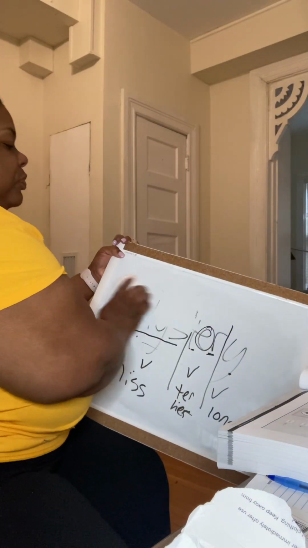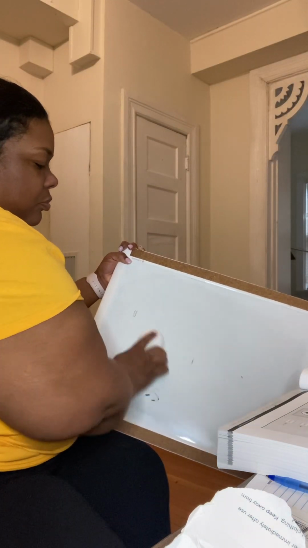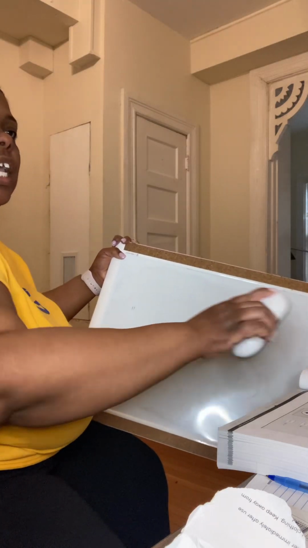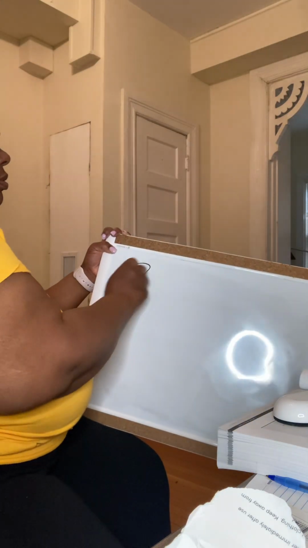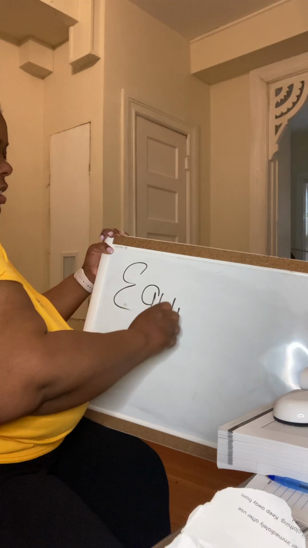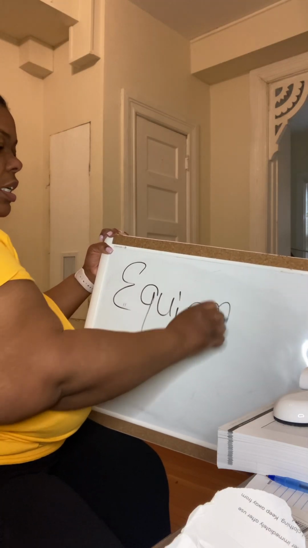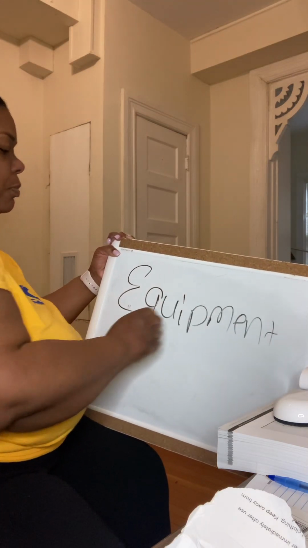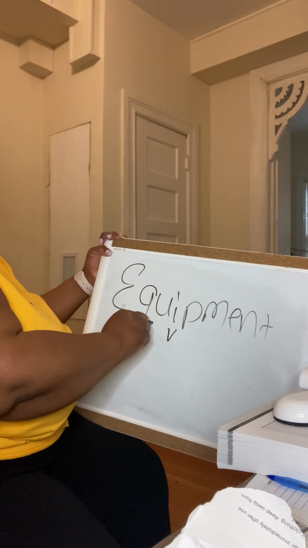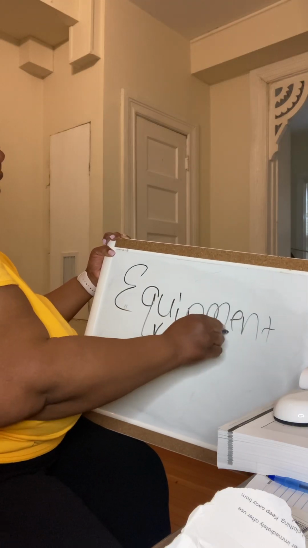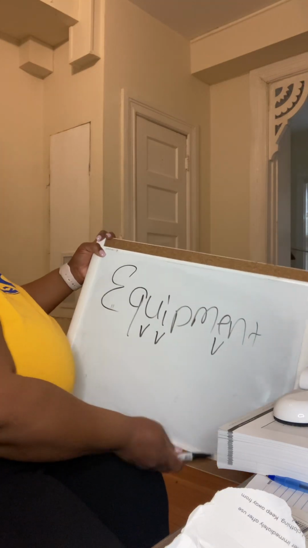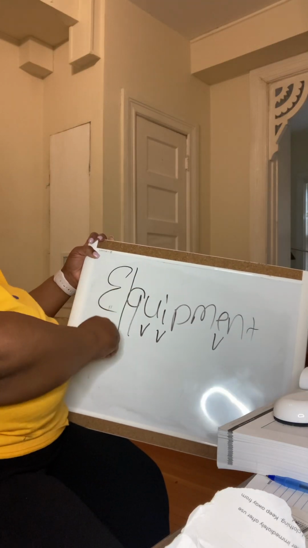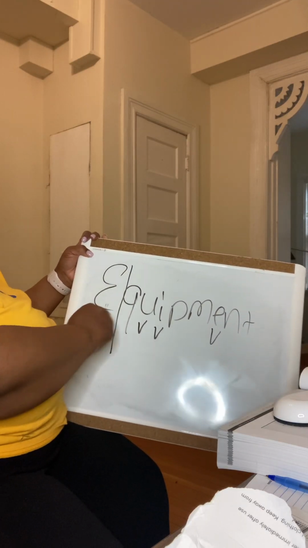Next up is equipment. All right, let's split this up. Let's see, you got a U for a vowel, I, and you got an E. All right, so E will be all by itself, E. That's one of the vowels.